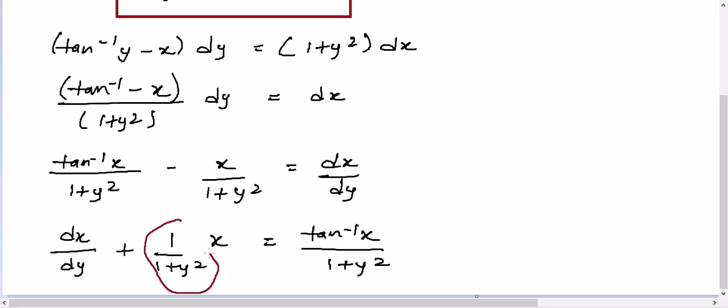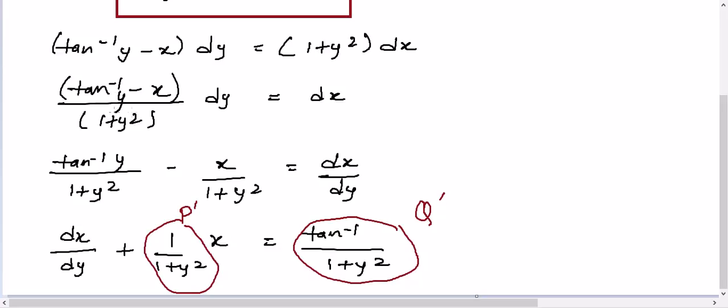And this is the P dash term. I made one mistake, let me change it. It is y in here, it is tan inverse y. I wrote it here and missed the y.